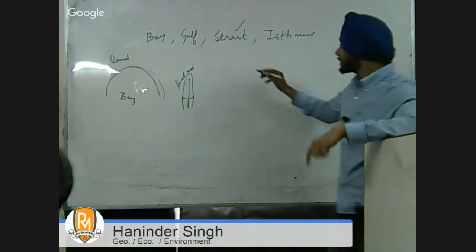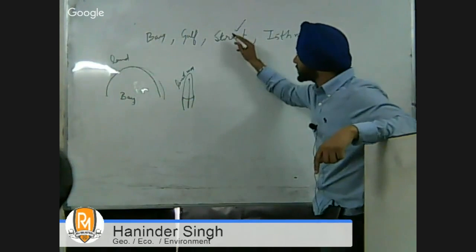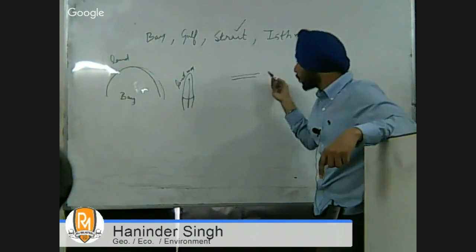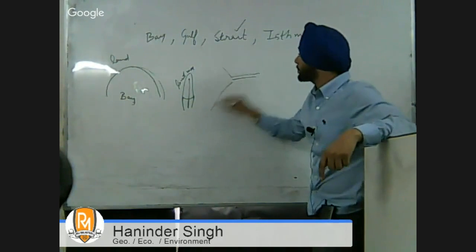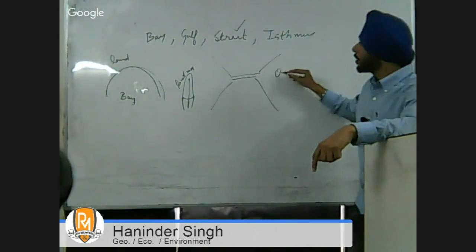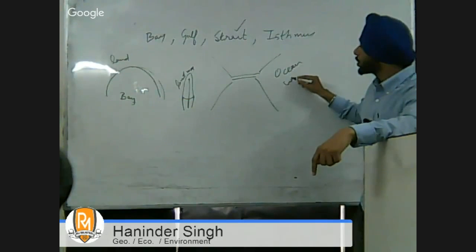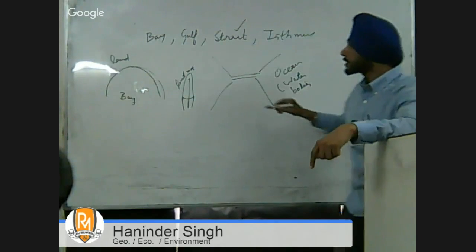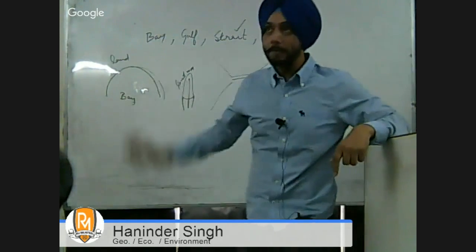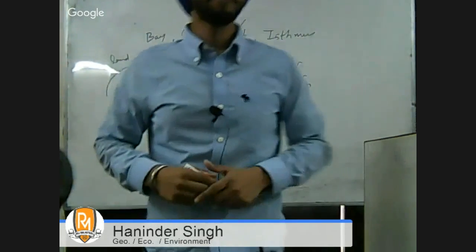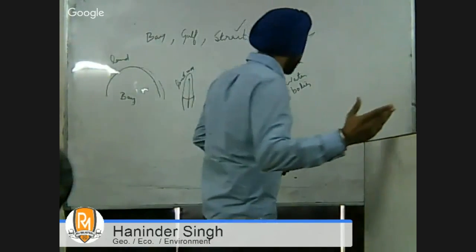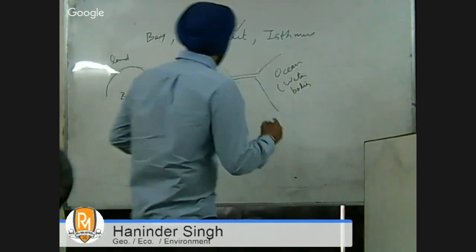Yes, that's an exact definition. It means that strait is that narrow strip of water which joins two big oceans or water bodies. For example, where is Malacca Strait? Yes, on the right side of Andaman and Nicobar Islands.